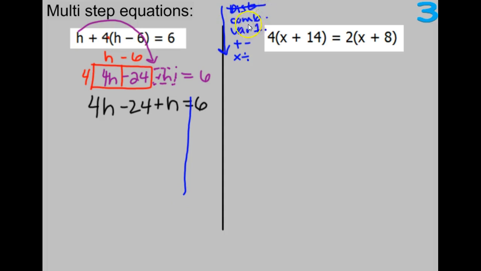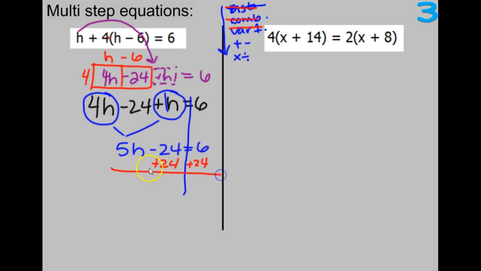We distributed. Combining our like terms now, we have 1h plus 4h would give us 5h minus 24 equals 6. Our variable is already on one side. Then we're going to get rid of our addition or subtraction, so we're going to add 24. So we have 5h, and 24 plus 6 is 30. And then we're going to get rid of multiplication or division. We have multiplication, so the opposite is divide by 5. 30 divided by 5 is 6. 6 times 5 is 30.